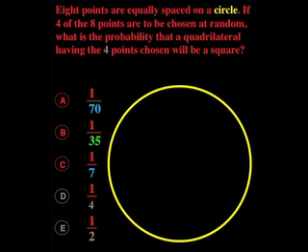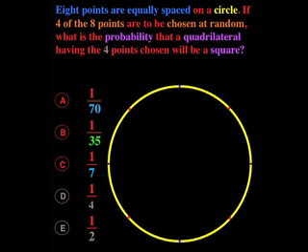Let's break down the problem into simple parts. First, we draw a circle. Then they want to know the probability that a quadrilateral will be a square. Then they tell us that 8 points are equally spaced on the circle. Now we look, if we take any one of those 8 points, we can make a square if we happen to hit on the other 3 corners of that square.